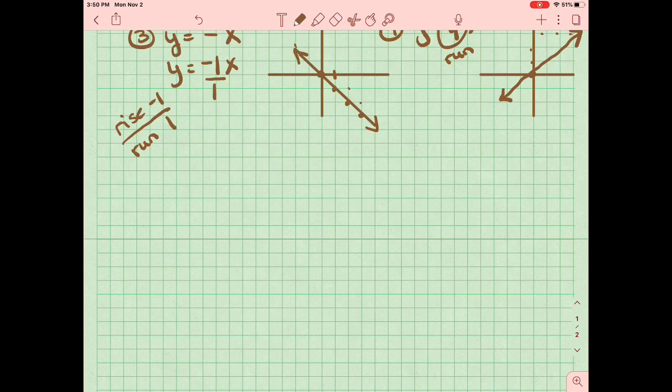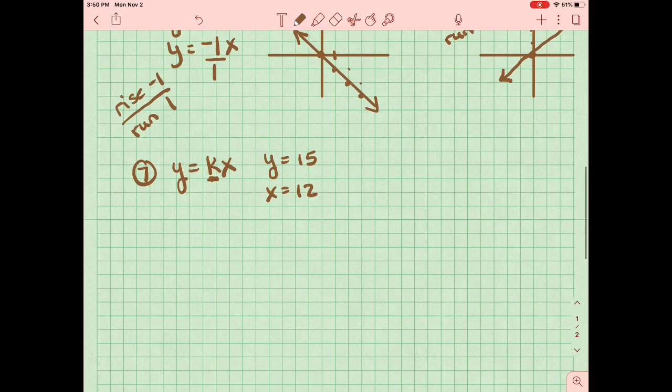All right, look at number 7. It says, suppose y varies directly as x. Whenever you have that sentence, suppose y varies directly as x, you can assume that. Write a direct variation equation that relates x and y and then solve. Okay, this is fine, except that I need a number to plug in instead of the k. So I have in this problem y equals 15 and x equals 12. It says if y equals 15 and x equals 12, find y when x equals 32.